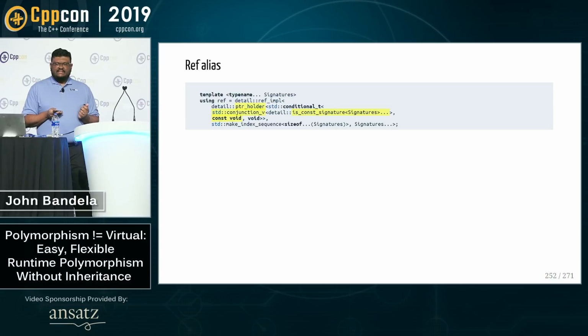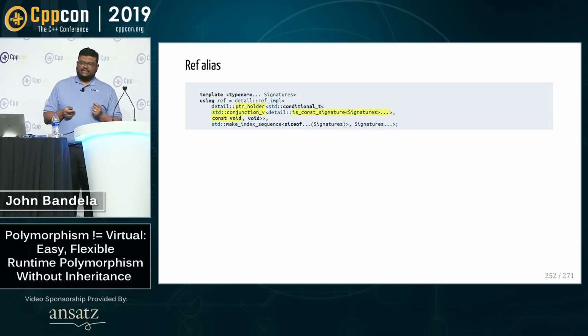And then all that's left is to alias. For ref, we use pointer holder, and to pointer holder we pass in one of two things. If std::conjunction_v, which means and, says everything has a constant signature, we pass in const void as the parameter for the pointer holder. So we end up with a const void star. Otherwise, we pass in void, and we end up with void star.